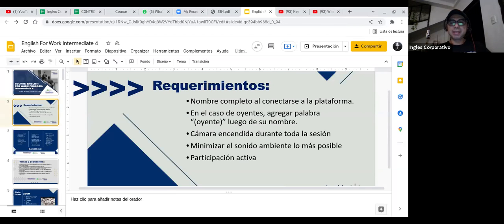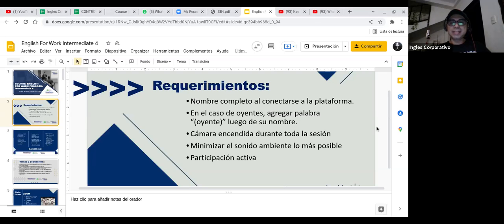Luego, en el caso de oyentes, también agregar la palabra oyente. La cámara encendida durante toda la sesión. Ustedes ya saben que esto es muy importante. Entonces hay que tener la cámara encendida. Esto es muy, muy importante porque en el pasado también ha habido situaciones en las que incluso ya no le dan beca a los estudiantes por no tener la cámara encendida. Entonces, please, hay que tener la cámara encendida.